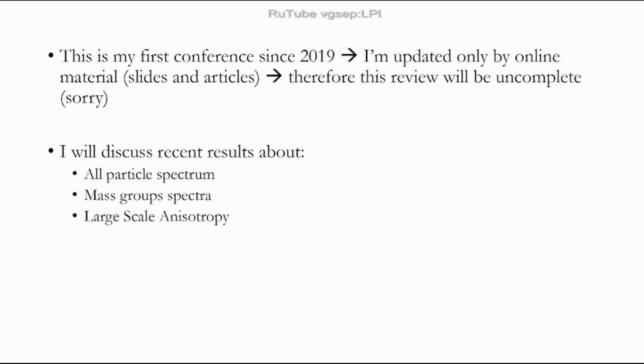So speaking about cosmic rays around the knee means speaking about the three main tasks and measurements we have on the subject: the all-particle spectrum, what we can now call the mass group spectrum, that was previously called the cosmic ray chemical composition, and the search for large scale anisotropy, and in general the search for anisotropy, which is giving new interesting results recently.